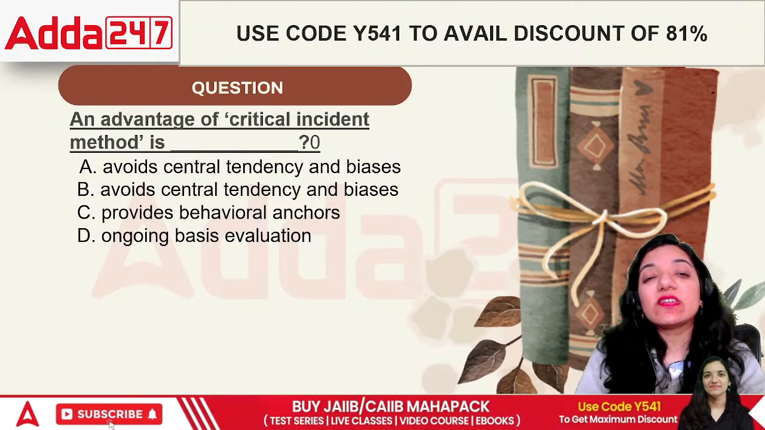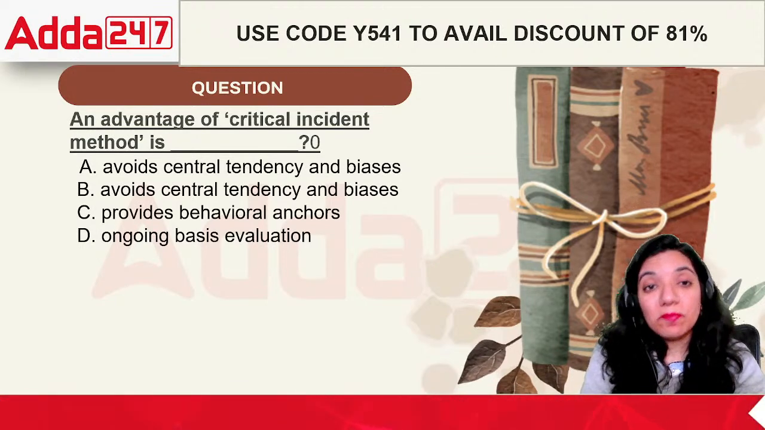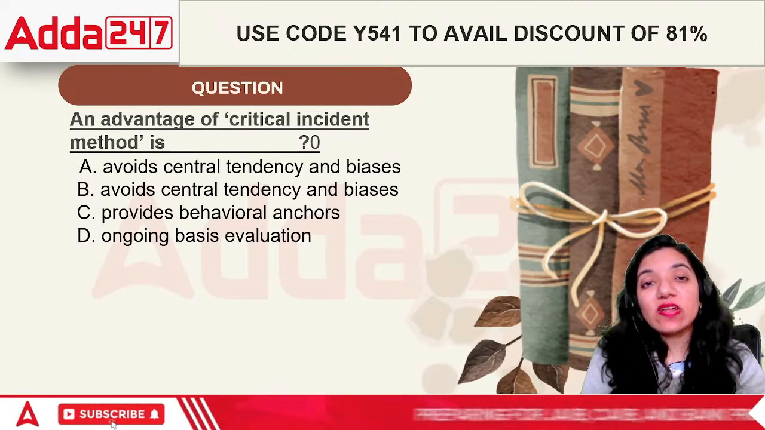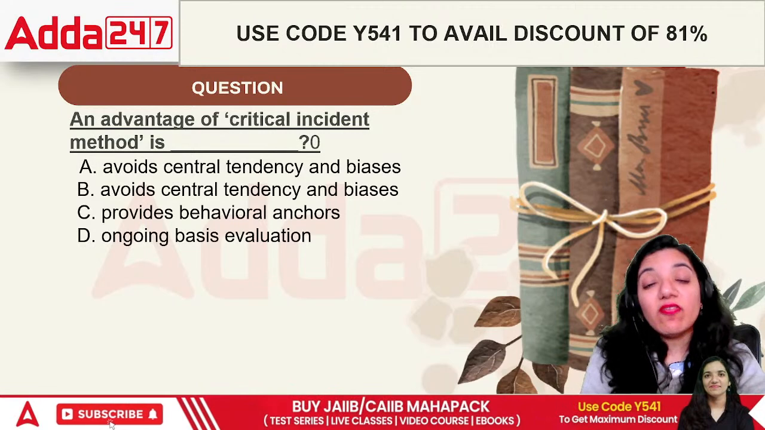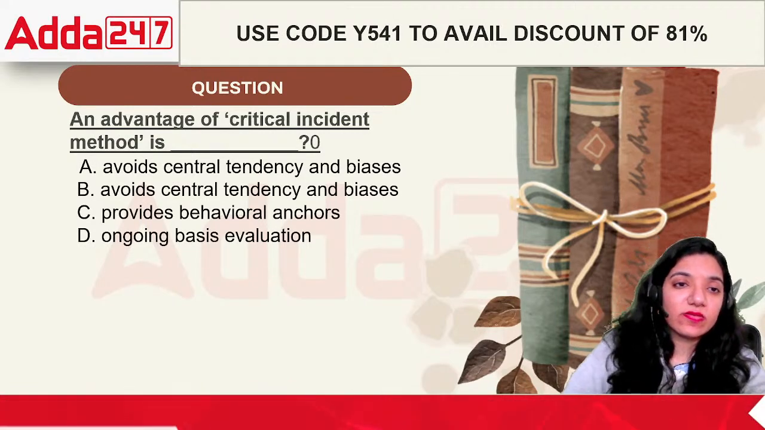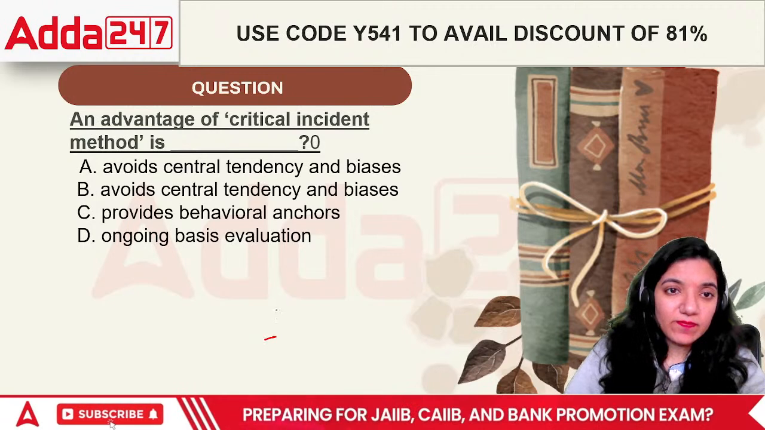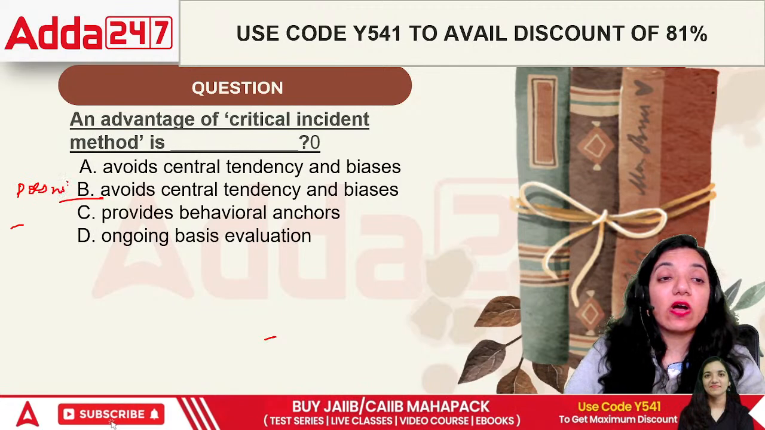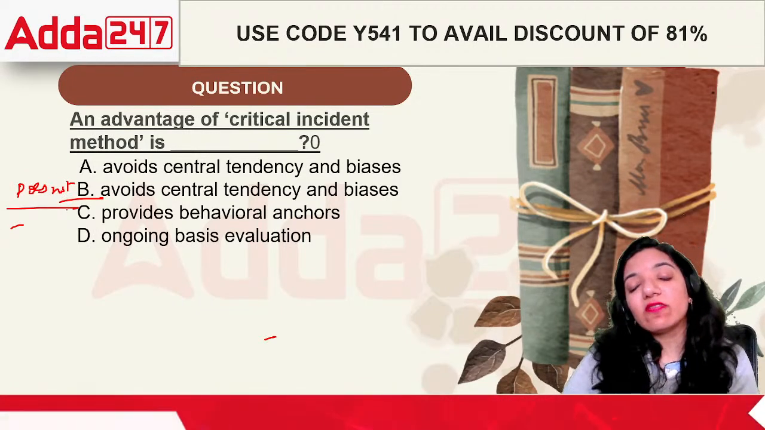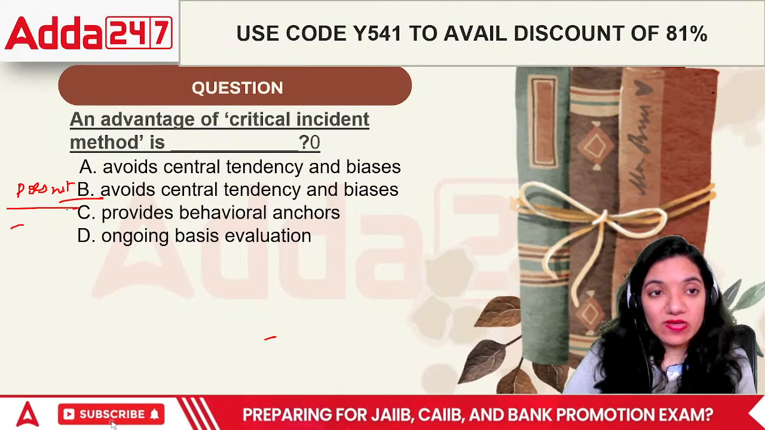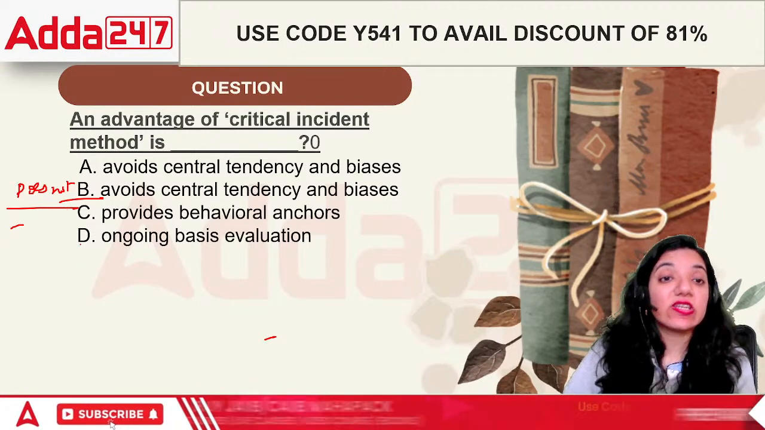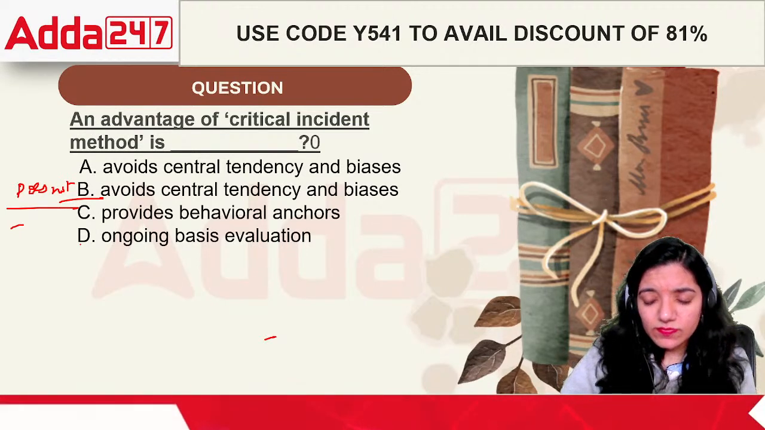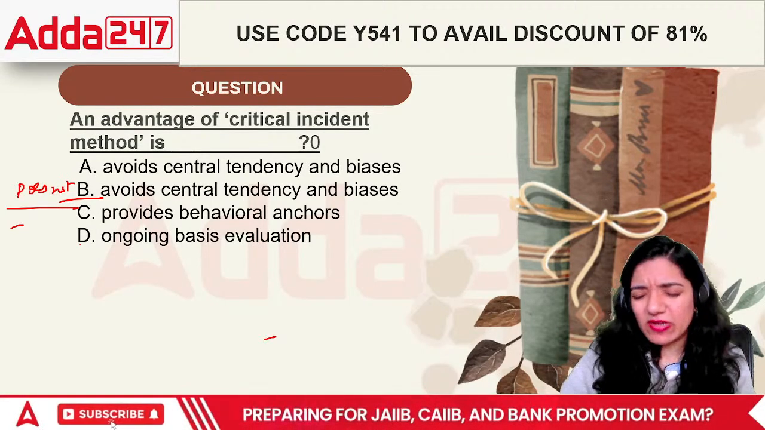Next point is, what is the advantage of the critical incident method? It avoids central tendency and biases, avoids central tendency, oh, does not avoid. The critical incident method is a method used in terms of controlling. In terms of controlling, we sometimes decide that one particular method would be looked at. Actually, no. The critical incident method is a part of leadership.